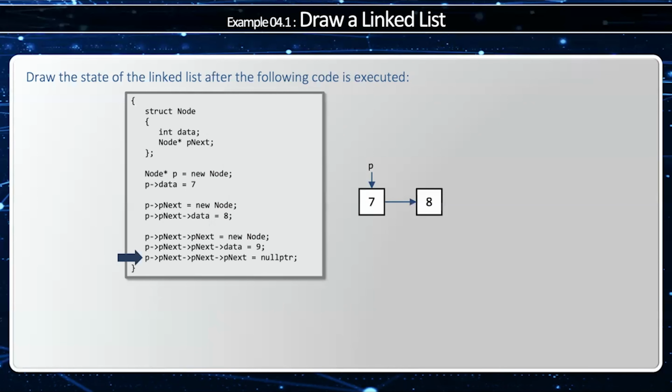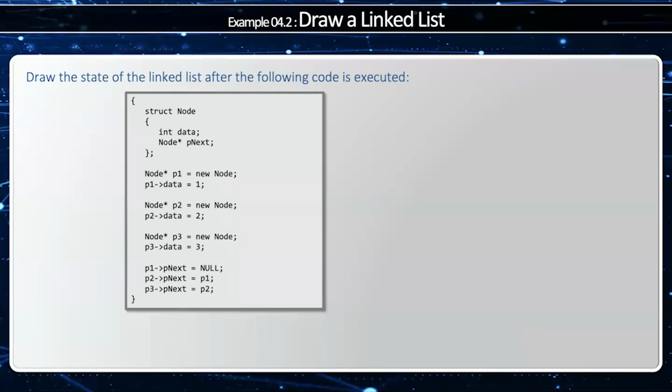Now I want to allocate a new node. So the first node is P, the second node is P arrow P next, and the third node which I'm going to allocate is P arrow P next arrow P next. I'm going to set the value to 9, and then I'm going to set its next pointer to the null pointer. And this indicates that the linked list has an end. This is a linked list of 3 elements.